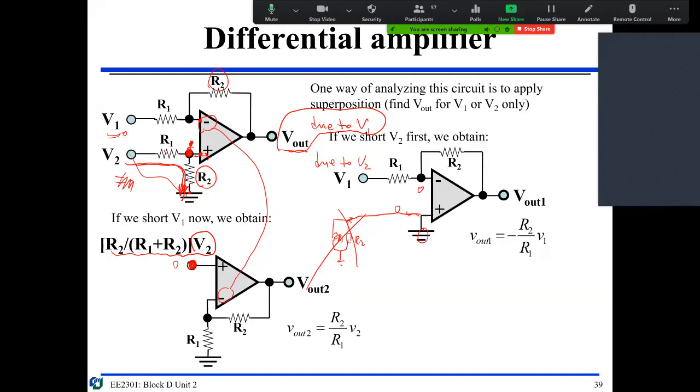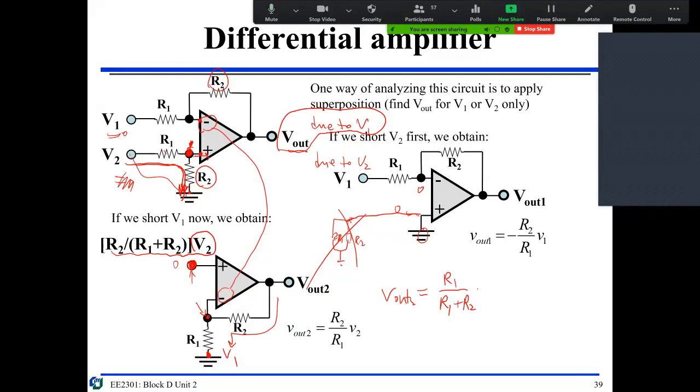But on the other hand, you have V1, okay? V1 is 0, you put it in the ground. You have R1, R2, but this and this are the same voltage. So I know this voltage, right? So my V out is like another voltage divider here. So V out 2 equals R1 divided by R1 plus R2 times this voltage.